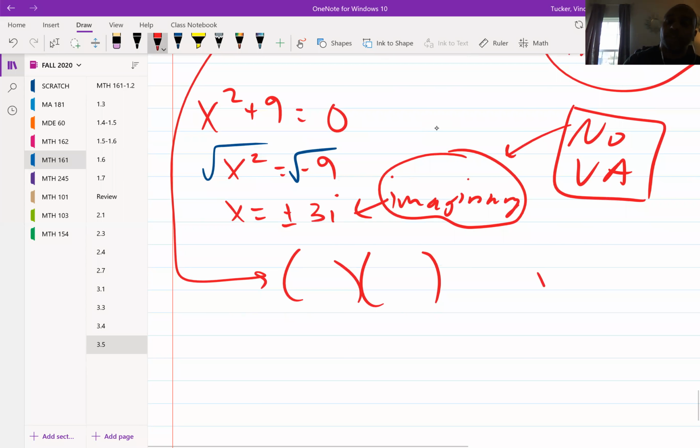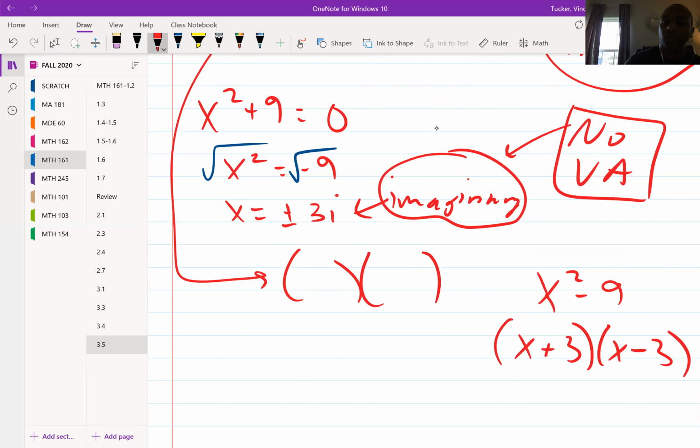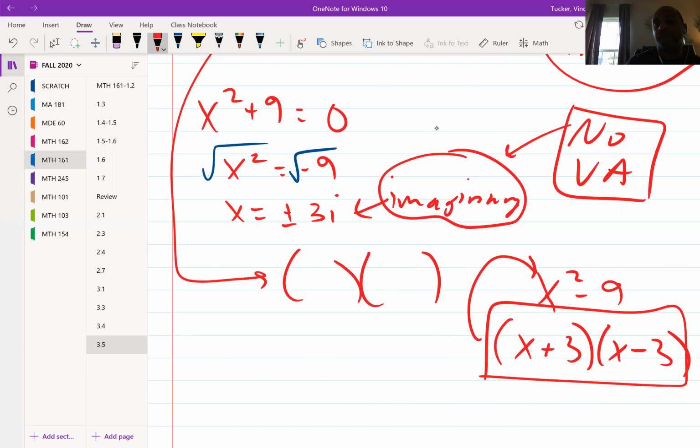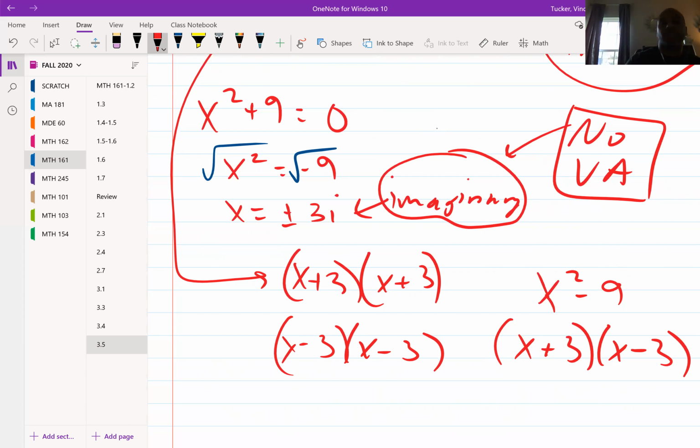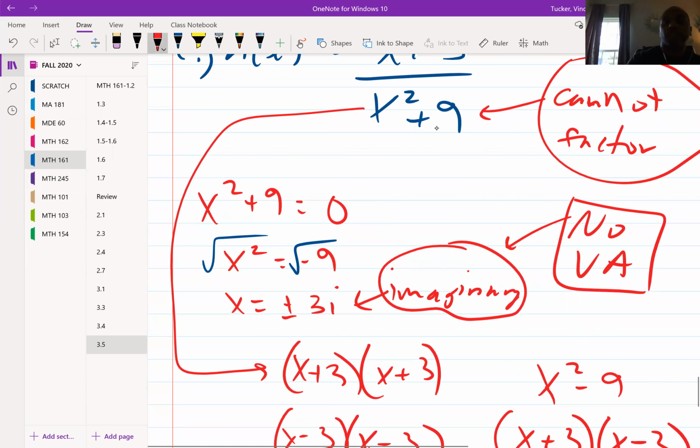When you look at x² − 9, that's (x + 3)(x − 3). If I multiply these back out, it would give me this. But when I look at x² + 9, there's nothing I can multiply. If I do (x + 3)(x + 3), I would end up getting x² + 6x + 9. If I do (x − 3)(x − 3), I get x² − 6x + 9. So no, there's no combination without using imaginary numbers that will break down x² + 9. Okay, cool.